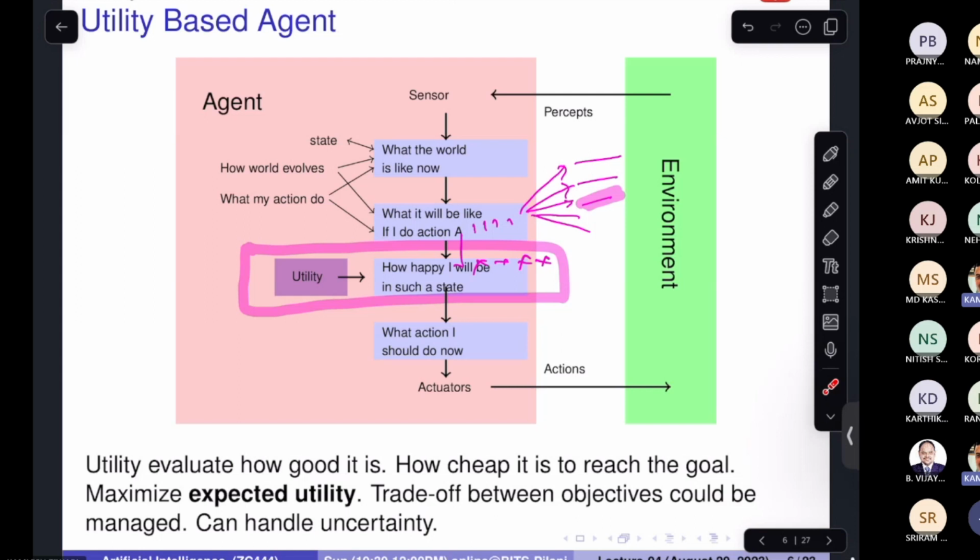All right, any questions? Sir, as per the slide, it says how happy I will be in such a state. It gives a meaning that it is part of the agent here. No, no. I means the environment. I told you, environment. Okay, okay, sure. Here, everything is made for the environment.